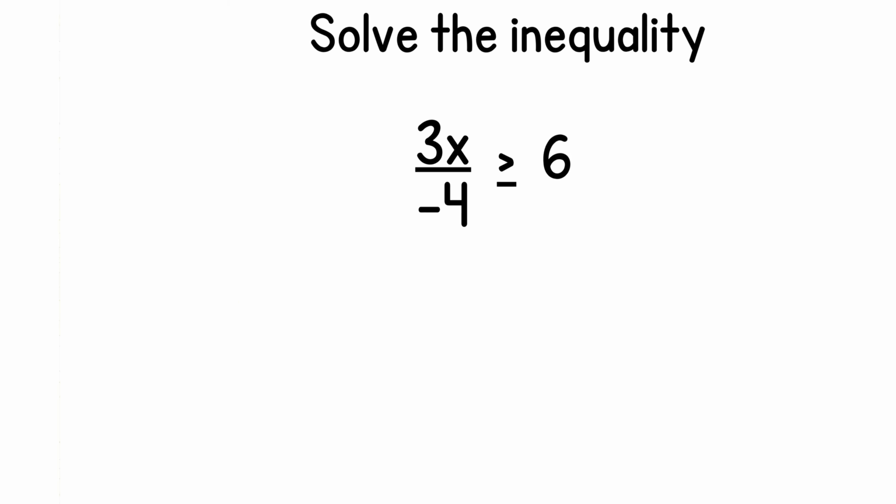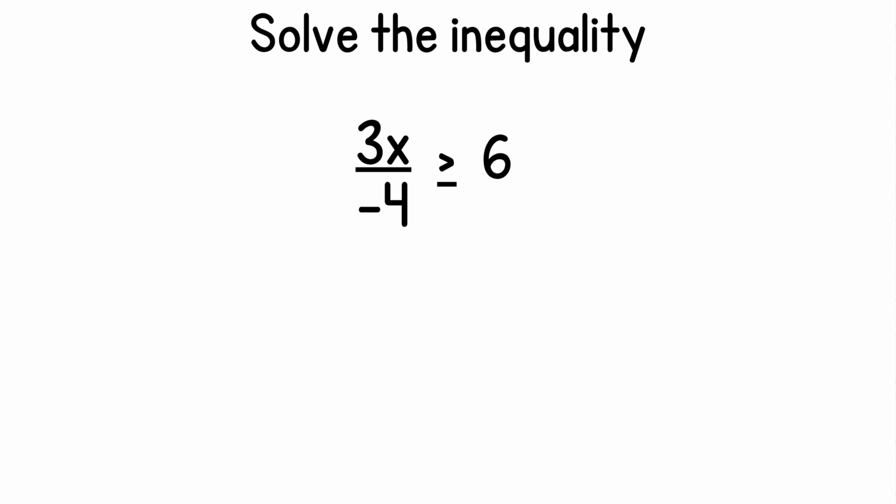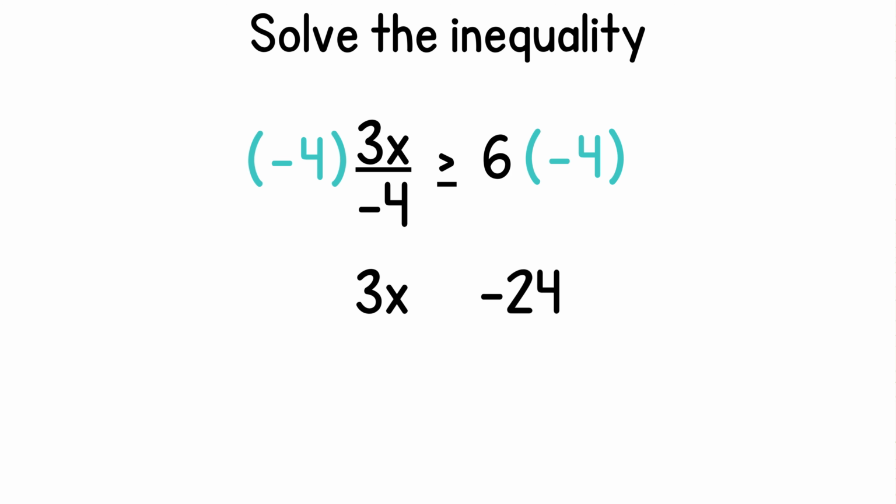Let's try another one. This time we have 3x over -4 is greater than or equal to 6. We'll start by multiplying by that denominator since that will help us get rid of the fraction. So we'll multiply both sides by -4. This will give us 3x and then -24. But since we multiplied by a negative, we need to make sure that we flip our inequality symbol. So now we can keep solving. We'll divide both sides by 3 to get x by itself. And this gives us x is less than or equal to -8.